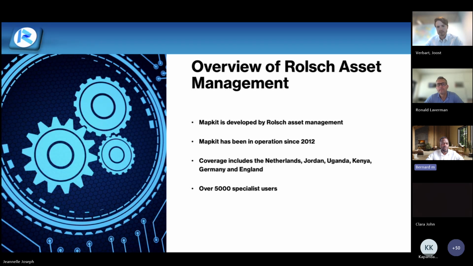And over the 13 years or so, we have about 5,000 users of MapKit at the moment. And these users are spread across different countries, like the Netherlands, where we have water utilities that are using MapKit. You have municipalities that are using MapKit to manage their gullies. I think gullies in this example would be like your storm drain channels. So you have municipalities in the Netherlands that actually use MapKit to manage that. Then you also have wastewater companies that are also using MapKit.